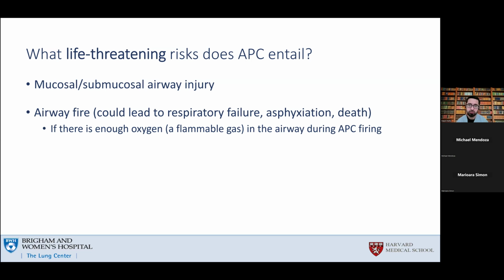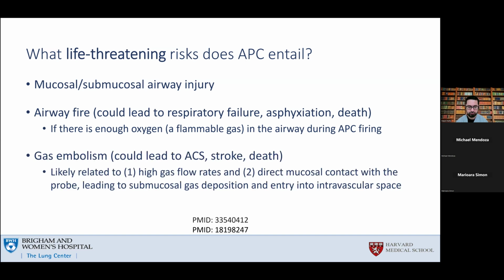If the APC probe, the electrode, touched the tissue or touched the tip of your bronchoscope, if you hadn't pushed it out enough, either the tissue or your bronchoscope could catch fire. So airway fire is very much a life-threatening risk. And this is something that is true for both electrocautery and laser, in addition to APC, all three of the so-called thermal therapies.